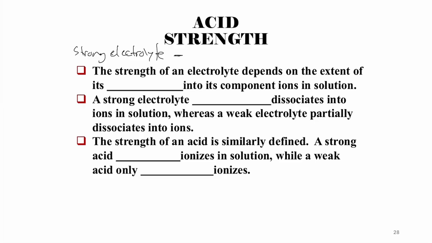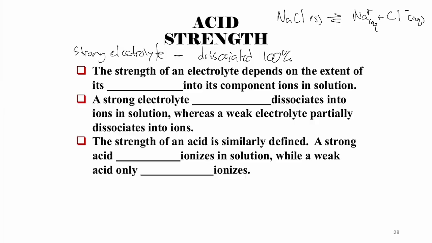It had to do with the dissociation of the ionic compound, right? So a strong electrolyte dissociated 100%. What does that mean? That means that if we have sodium chloride, we put that in water, it'll go to sodium ions plus chloride ions. Right, so the ionic compound has broken up into its constituent ions. The strength of an acid or base is identical.